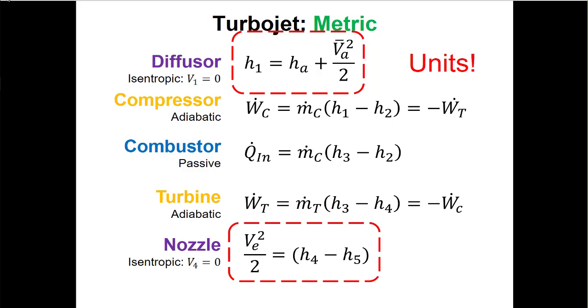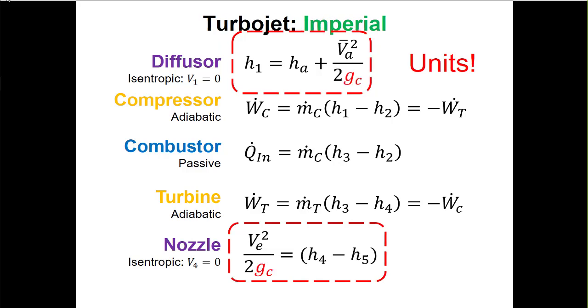Now, this is for metric. It's a little trickier when it's imperial units, right? Because here we have to take those kinetic energy terms, and we don't just have to worry about the units. First, we have to get the quantity right. It has to be energy per unit mass, and it's not energy per unit mass until we divide by gc, right? And after we do that, then it's probably going to be something like foot-pounds per pound mass, and we probably are going to have to divide by 778 to get to BTUs.